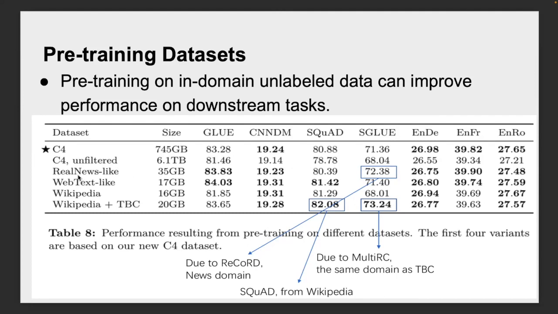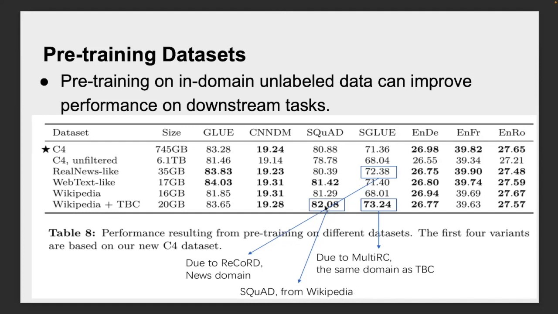For example, over here, the news-like data set means that this data set is more news-like, right? And it achieves comparatively higher scores for SuperGLUE, because I think it achieves the highest on one of the tasks in SuperGLUE, which is from the news domain. And also Wikipedia plus the TBC book corpus data set achieves the highest score in the question answering task, because this question answering task is from Wikipedia.